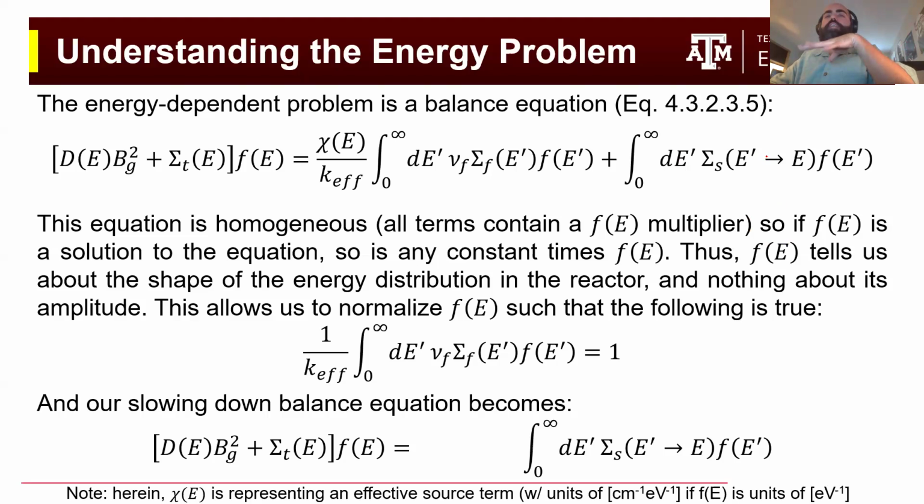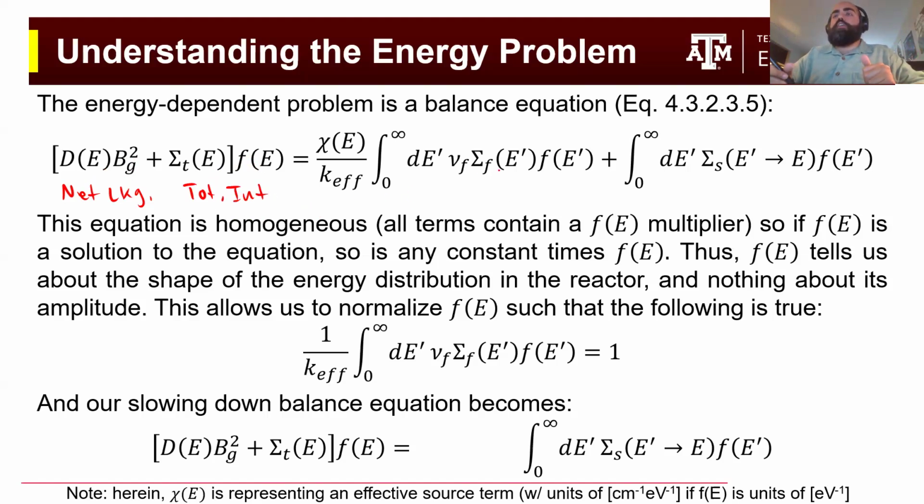If we look at this energy dependent problem, it actually is a balance equation. We can think of the left-hand side as representing the losses. The diffusion coefficient times the buckling is kind of like a net leakage term. And then the sigma t term, and both of these are being multiplied by our energy distribution function. So these aren't exactly reaction rate densities, but we can think of these terms as being associated with the gains and the losses. This would be net leakage. This would be our total interactions.